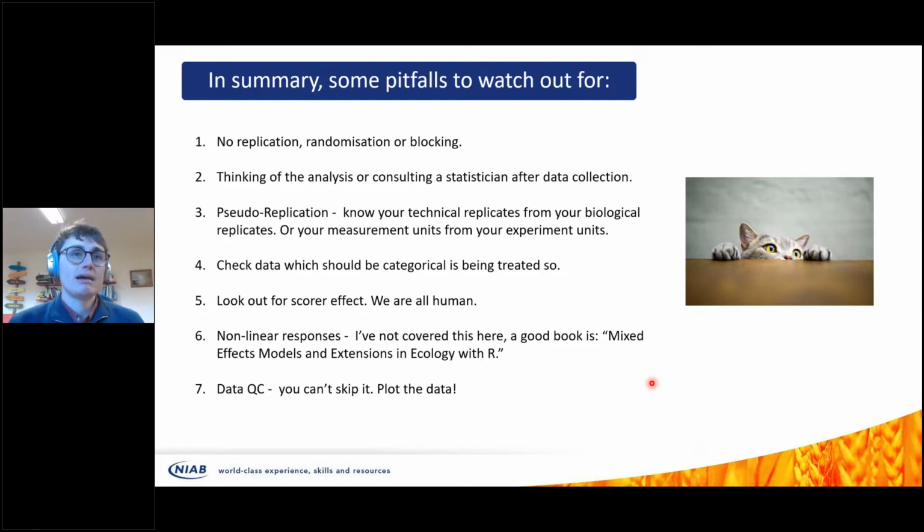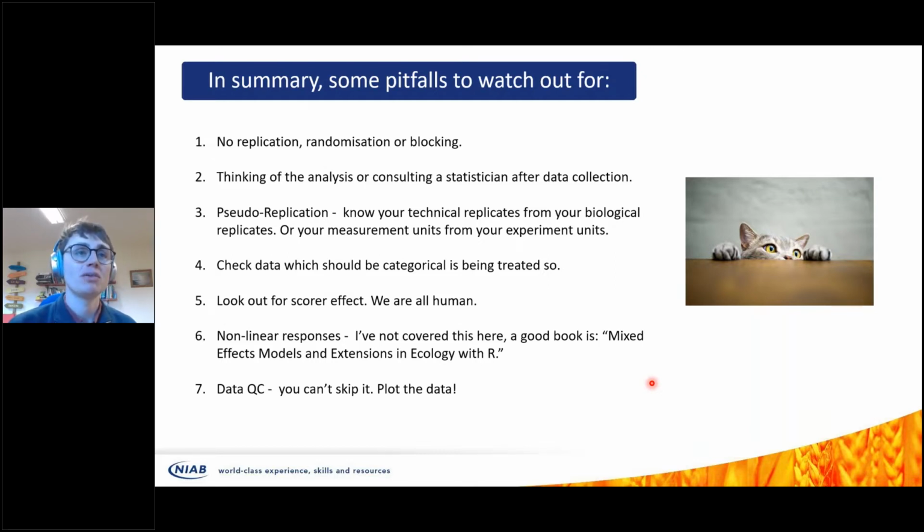Check that data that should be categorical is being treated as such. This is a classic pitfall: make sure your blocks and reps are actually being treated as factors. If you're using R for analysis, or even GenStat, something to watch out for is making sure that they're being tested how they should be tested in the model. Look out for a scorer effect. We're all human. It doesn't matter how experienced you are. If you've got multiple people scoring field trials or making phenotype measurements, always write down who's taking the measurement, because it could be something you can correct for in the data at the end of the experiment, but you can't make that correction if you haven't recorded who's done the measurement.